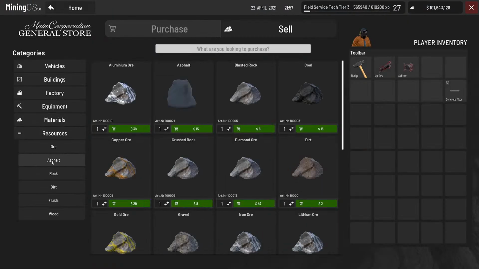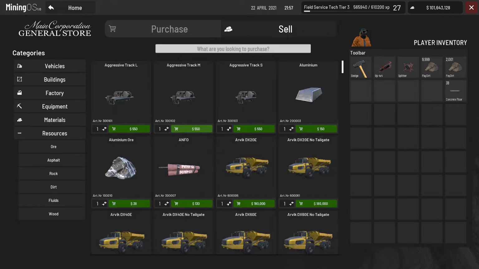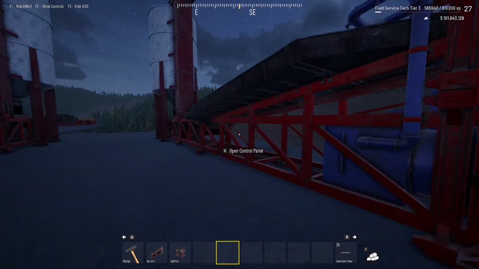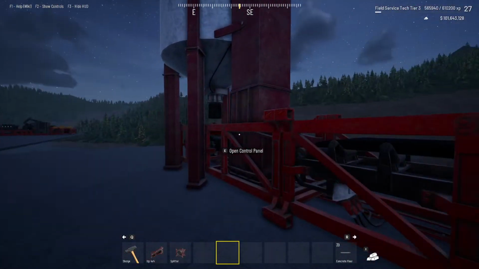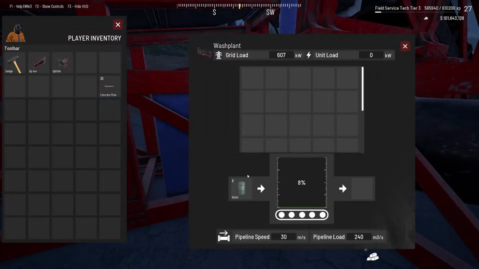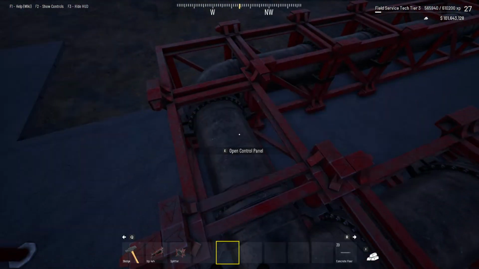So we're going to purchase, resource, dirt, pay dirt, and we're going to grab that, and then we're going to keep grabbing this. 1, 2. Here, stuff's going to go in there. This is a wash plant, and we are running empty here, and we are being fed in 8 units of water. So typically we're getting 16 out of here.